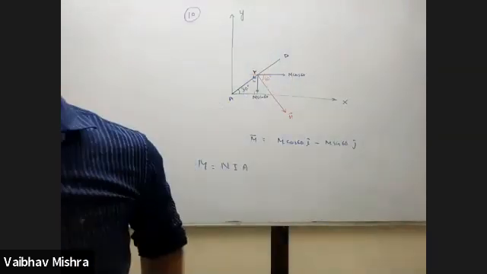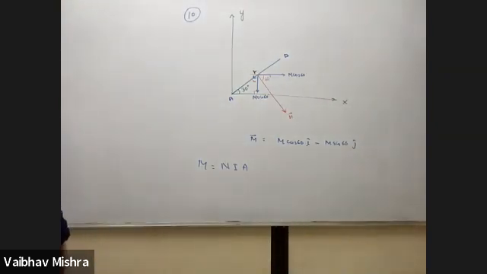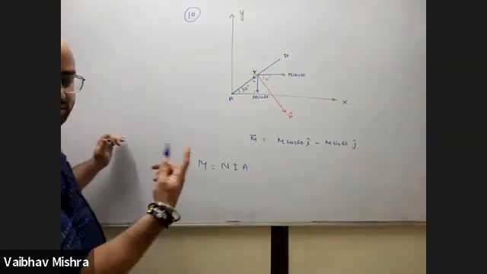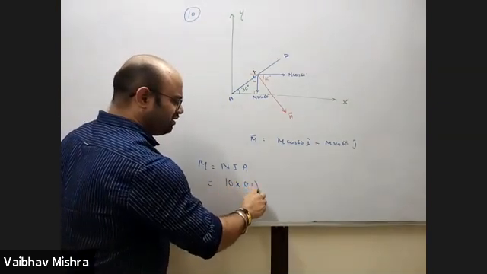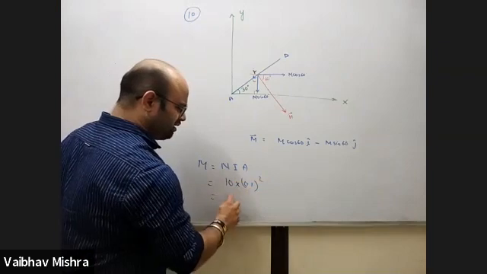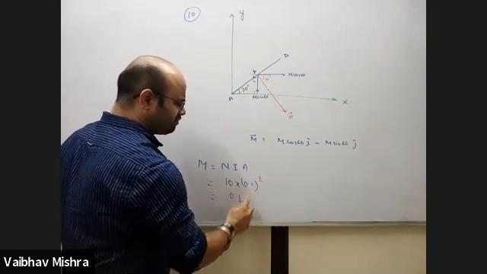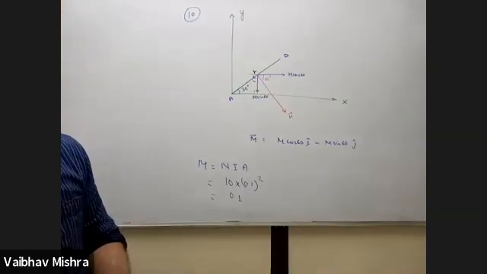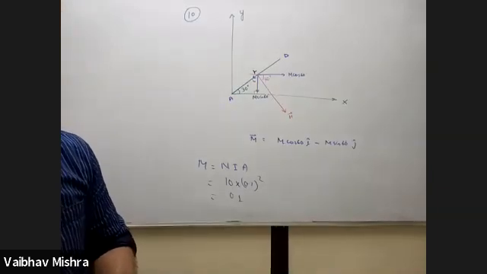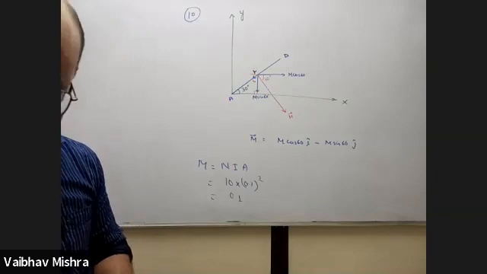Yes, sir. Final answer. Okay, current is 10, side length is 10 centimeter. There is only one loop. 10 into 0.1 square, so that will be 0.1. The side length is 10 centimeters, so square करेंगे it will be 0.01 multiplied by 10, that's 0.1.